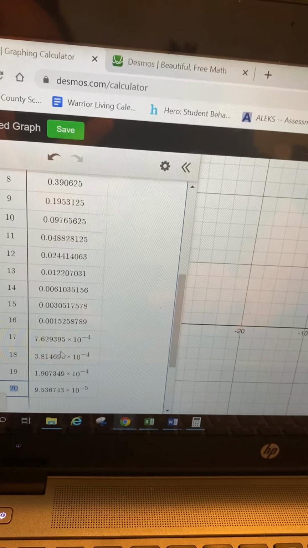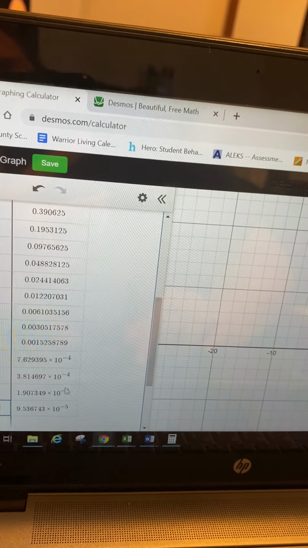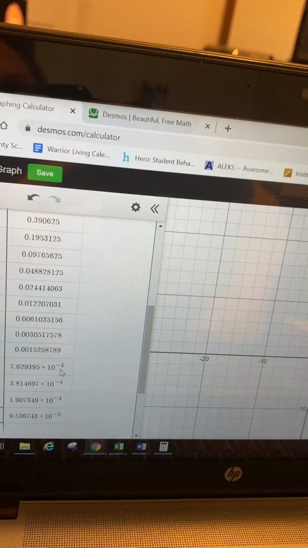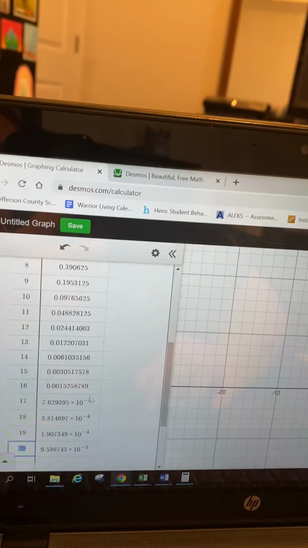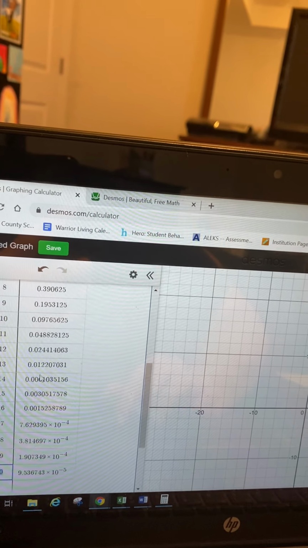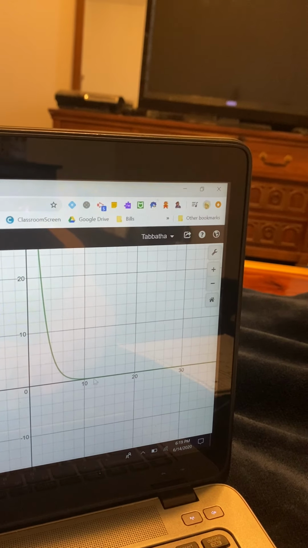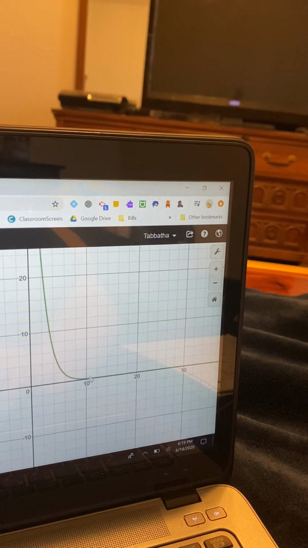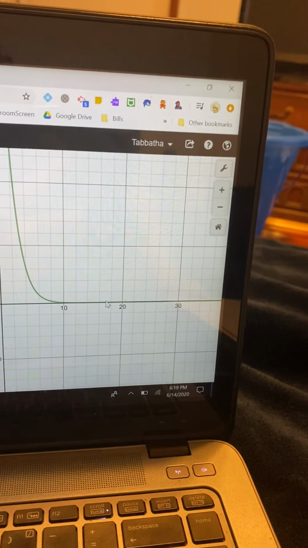Now, once I got so far, you see these negatives. That's scientific notation. That's just showing that it's a really, really small number. You see that a lot in science. But for today, we're not going to worry about that. You just wanted to be able to recognize that it's going to get closer and closer to 0, but it's never actually going to cross 0. So this one has an asymptote of y equals 0 as well.